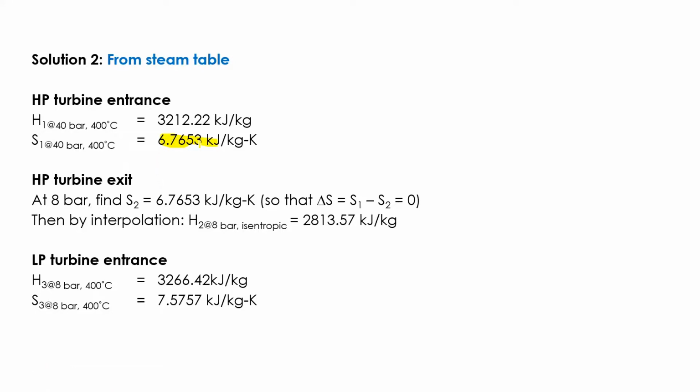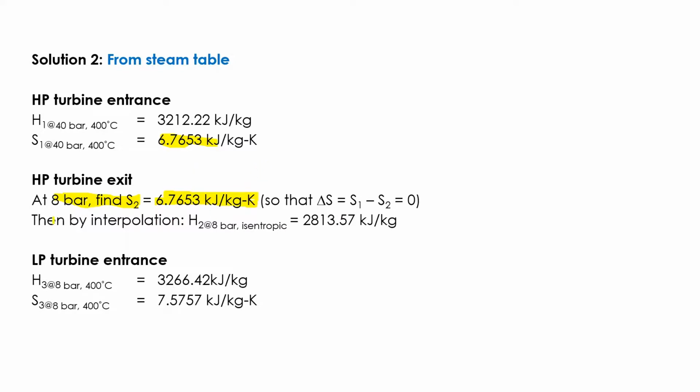Then we analyze the high pressure turbine exit point, which is at 8 bar, okay, and we need to find out, we need to find in the table the point where it gives you the same enthalpy as the same entropy as the entropy inlet from the turbine entrance. Because why? Because we know that in the turbine the process is considered as isentropic.